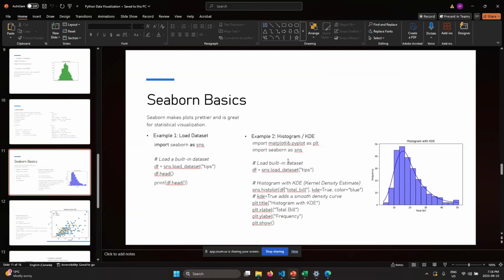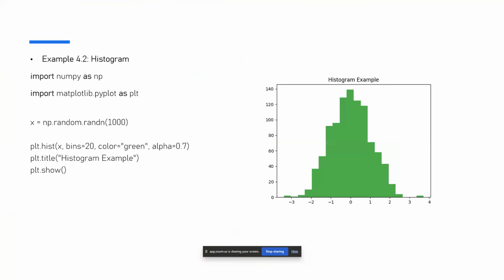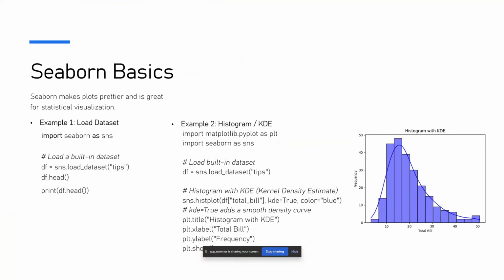Now this is another example with the same dataset. We will be creating a histogram with a KDE. Now in here, the function, I'll just make it bigger so that it's easier to see. sns.histplot(df['total_bill'], kde=True, color='blue').